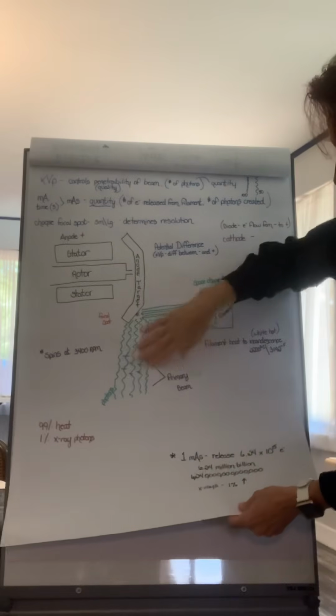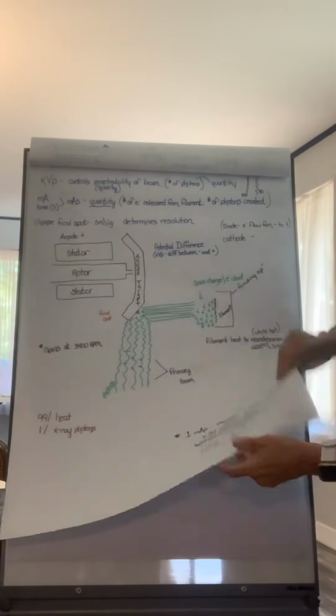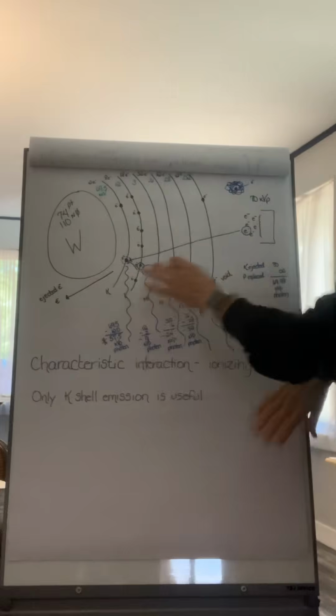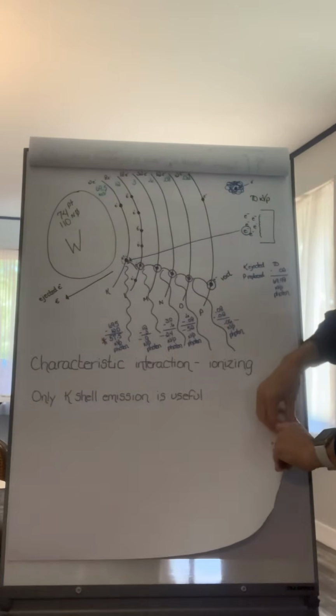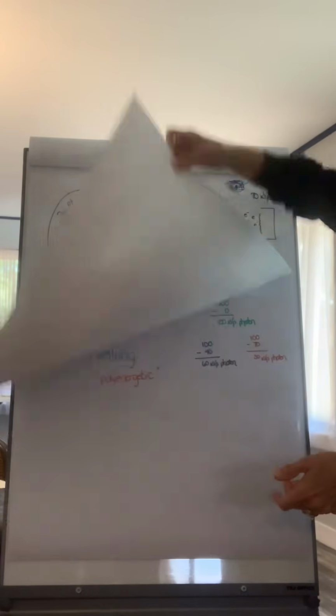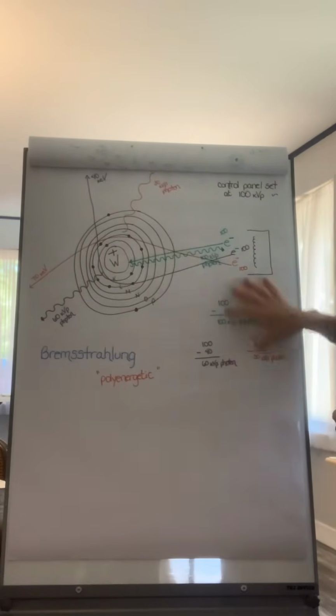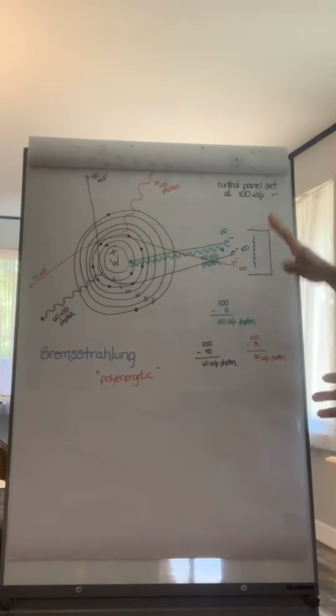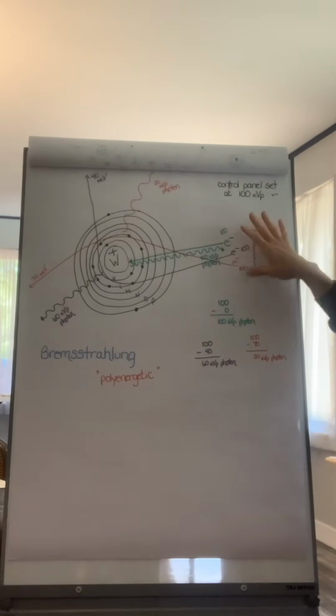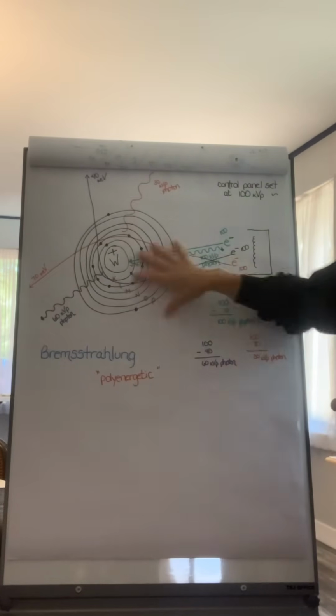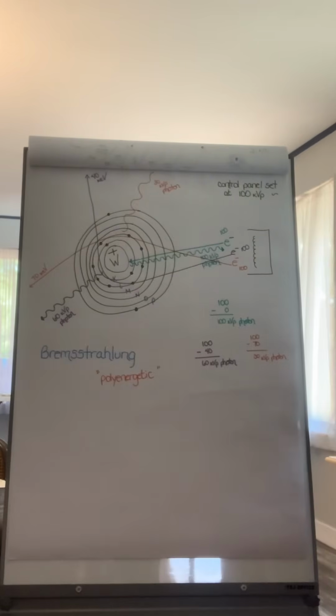Again, everything that ends up coming out in the primary beam is made up of K-shell characteristic interactions along with all of our Bremsstrahlung interactions. And remember, this happens the bulk of the time. They usually tell you if you're set at 100 kVp, 85% of the interactions are going to be BREMS, 15% will be characteristic.